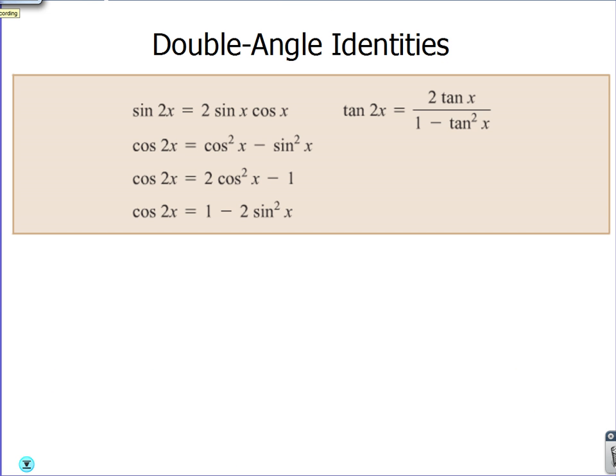Next type of identities we're going to cover, and you can look on your identity sheet. It's over on the right, second row, second and third columns. We're going to cover double and half angle identities.